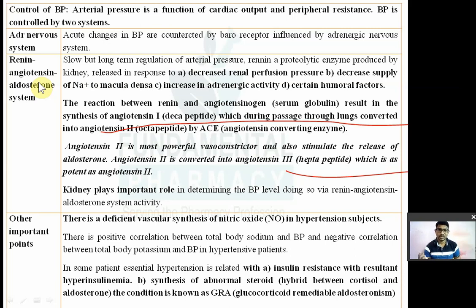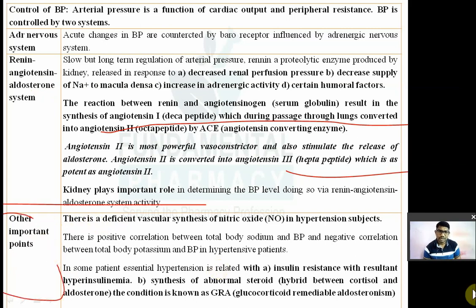Now angiotensin 2 is converted into angiotensin 3, which is a heptapeptide, which is also again a vasoconstrictor. So remember, this is a second mechanism known as a hormonal mechanism. The kidney plays an important role in determining the blood pressure by the renin angiotensin aldosterone system. Now what are the other important points from this?